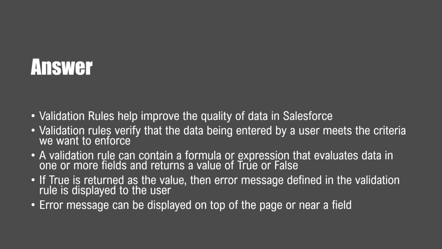A validation rule can contain a formula or expression that evaluates data in one or more fields and returns a value of true or false. If true is returned as the value, then the error message defined in the validation rule is displayed to the user. The error message can be displayed on top of the page or near a field that we select.